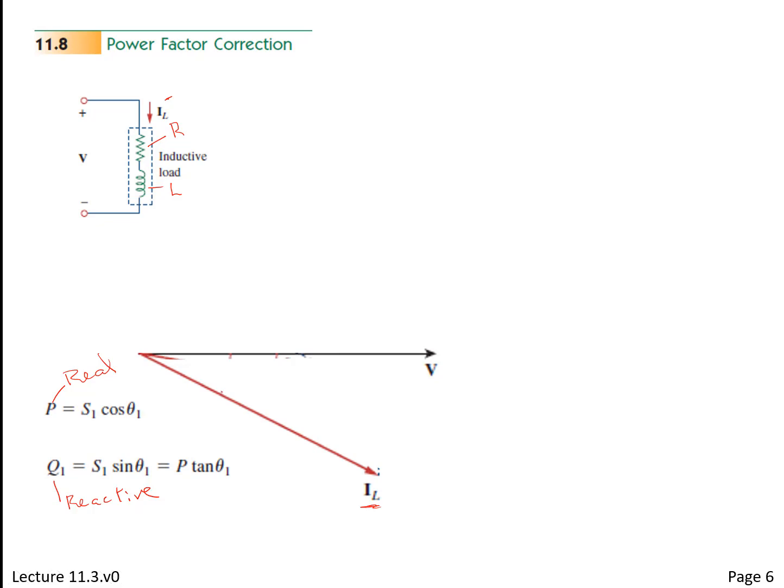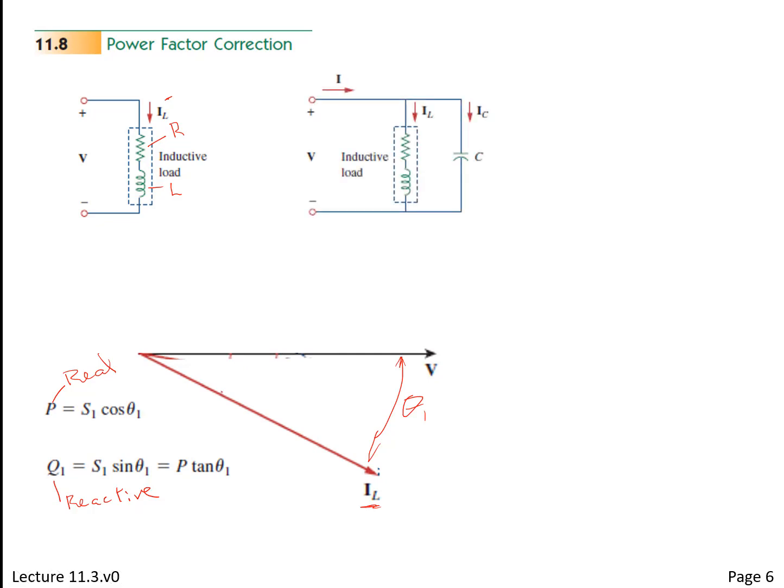And it's at some angle, theta 1. That's this angle in here. This angle here is our theta 1. Okay? Now, if it gets big, and we look at the projection onto the real axis, the bigger this angle gets, the more this pulls down here, the less and less real power we're going to have. Okay, so we'd like to get away from that. So how can we do that?